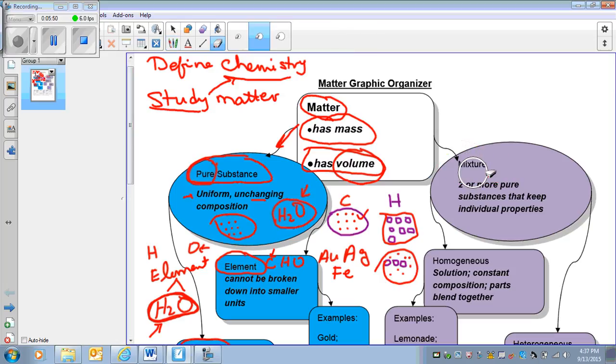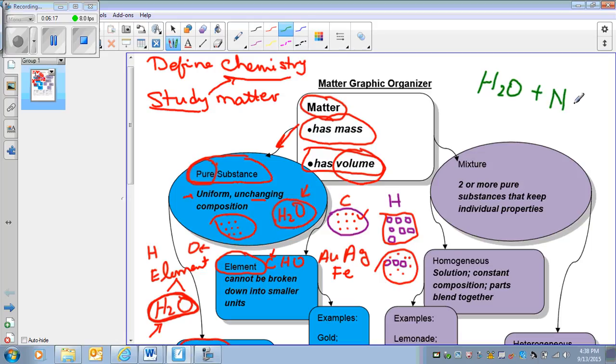It could be a mixture of elements, or a mixture of compounds. If we have a mixture of elements, all you're doing is taking the two elements and just shaking them up. That's a mixture of two elements. For a compound, I can have water and I can have salt.